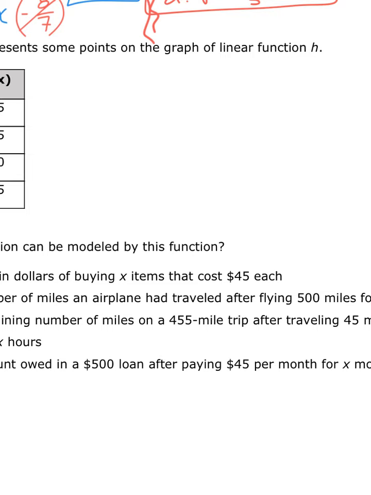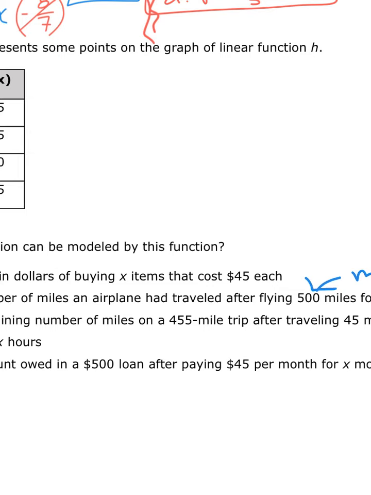B. The number of miles an airplane has traveled after flying 500 miles for x hours. Well, that 500 miles, that's going to be the slope, because it's 500 miles per every x hours, right? That's your slope, right? All right, let's come back to that one.